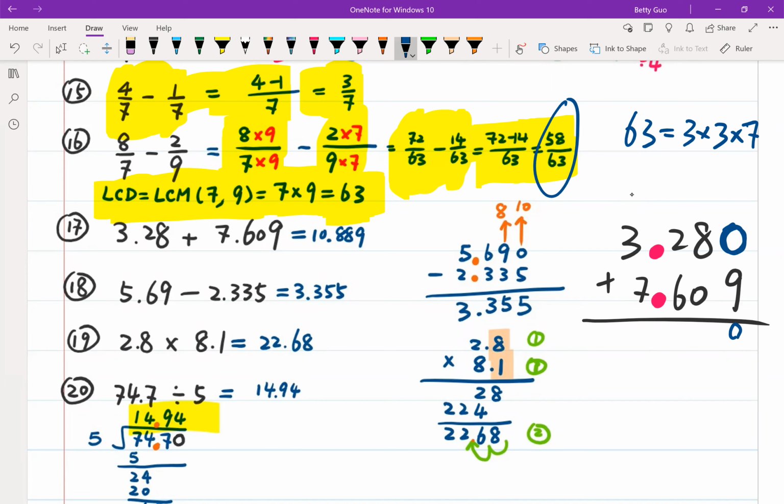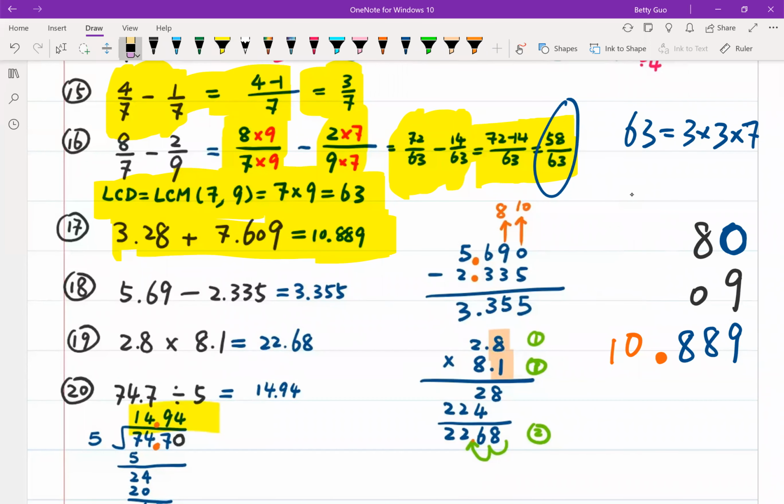0 plus 9, 9. 8 plus 0, 8. 2 plus 6, 8. Bring down the decimal point. 3 plus 7, 10. So the addition of the two decimals here is 10.889.